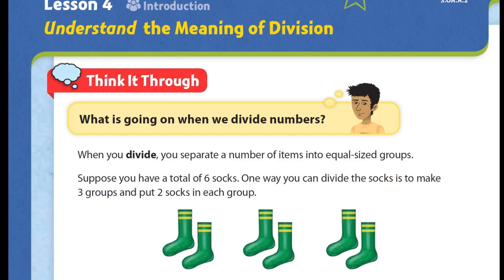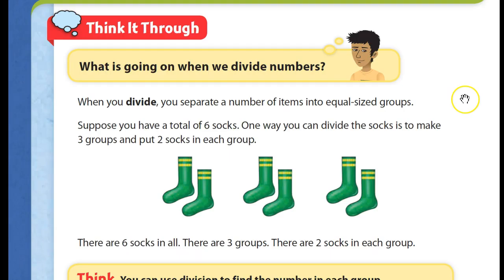Okay, now we're on lesson 4. We're still on unit 1, okay? And this time we're understanding the meaning of division, which is the opposite of multiplication, right? It says, what is going on when you divide numbers?